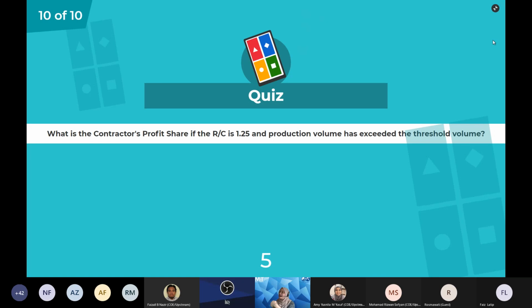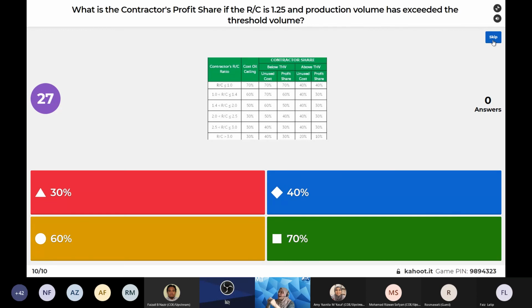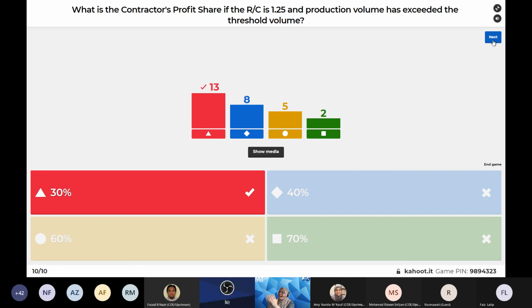What is the contractor's profit share if the R over C is 1.25 and the production volume has exceeded the threshold volume? You can refer to the table here. If the R over C is 1.25 and it exceeds the threshold volume. Congrats. The answer is 30%.